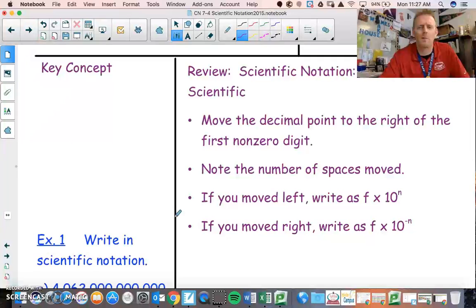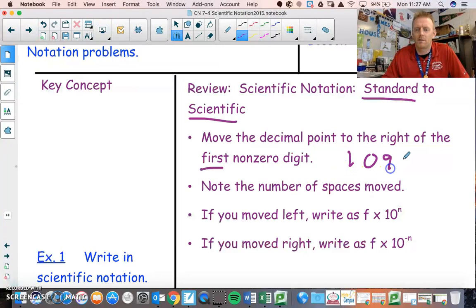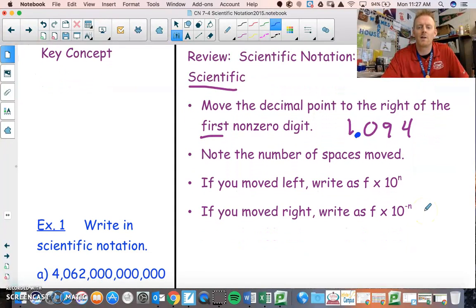If you recall from years past, scientific notation. If you're going to move it from standard form to scientific notation form, you're going to move the decimal point to the right of the first non-zero digit. I needed the decimal to be right here in between the first two numbers. Your job is to note how many times the decimal place moves. So in this case, it's 1, 2, 3.